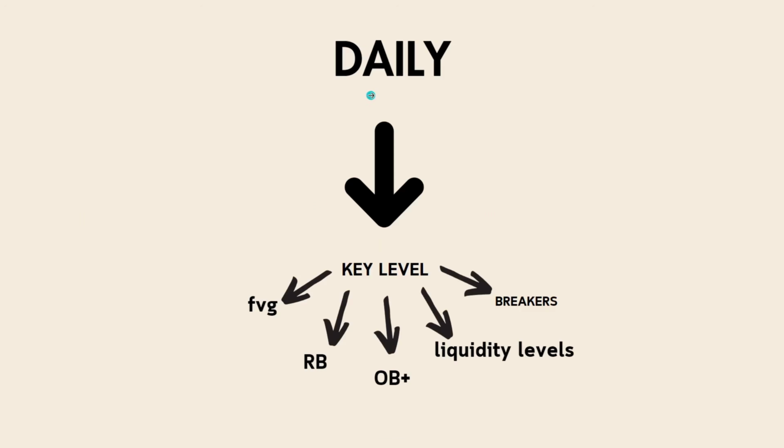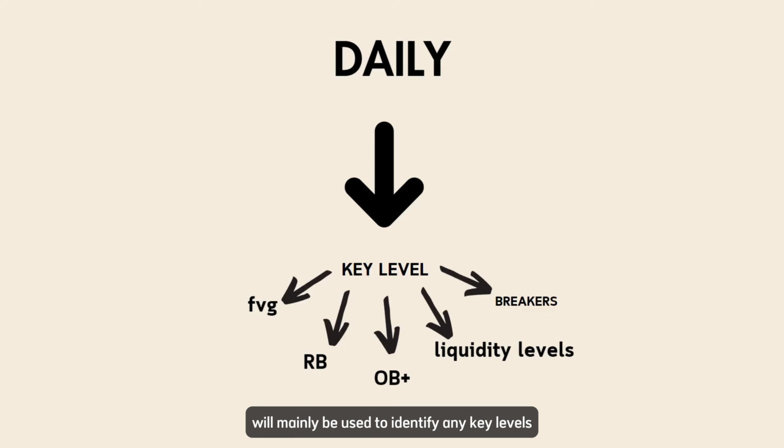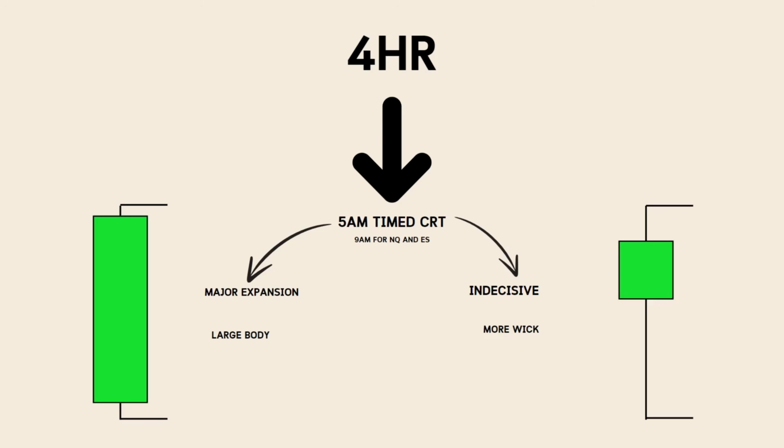Now, the daily will mainly be used to identify any key levels that would form and align with that 4-hour 5 a.m. candle for that specific day. That can range from a fair value gap to a breaker block, rejection block, liquidity level, or any other order blocks. All of this is being used from our daily time frame, and majority of the time we also want to be focusing on following the underlying trend.